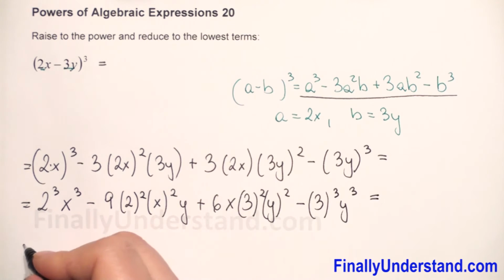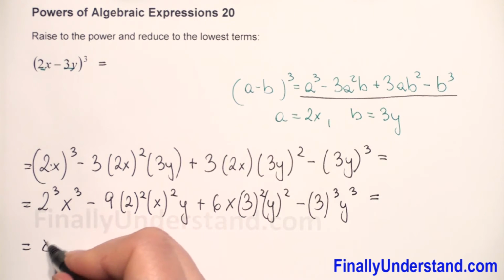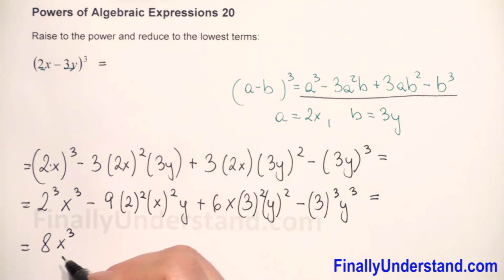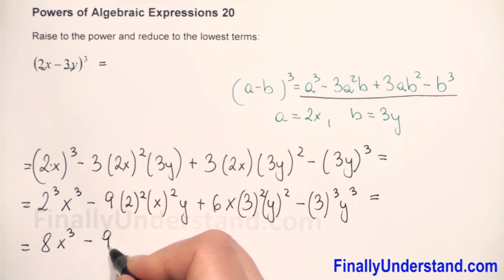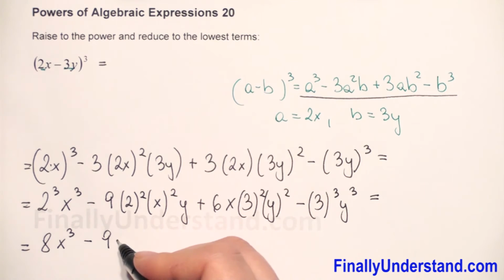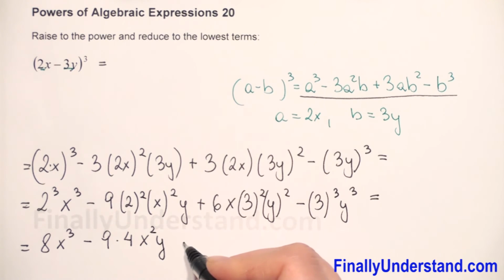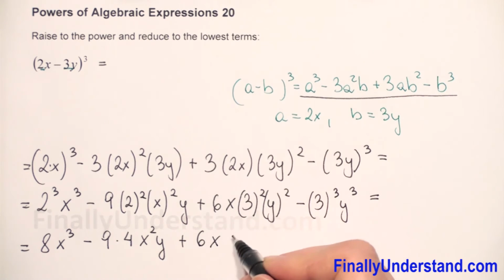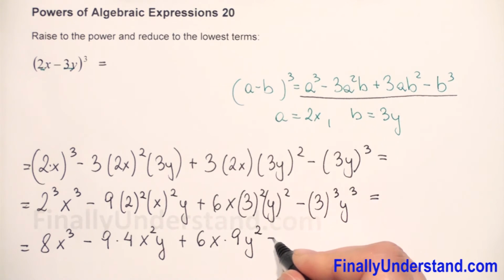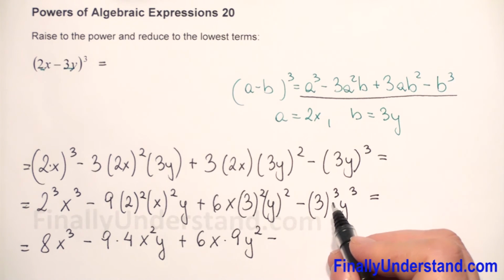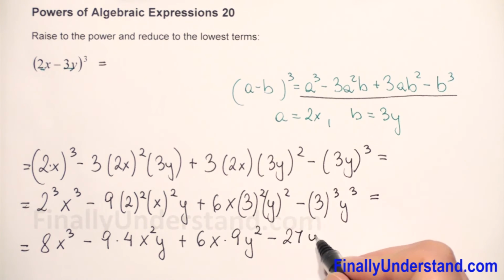So this is equal, 2 to third power is 8, x cubed we have to copy, minus 9 we will rewrite, and 2 to second power, so it will be times 4 x squared y, plus, next we have 6x, 3 to second power, so it will be times 9, and we have y to second power, minus 3 to third power, so this is 3 times 3 times 3, so this is 27y cubed we have to copy.